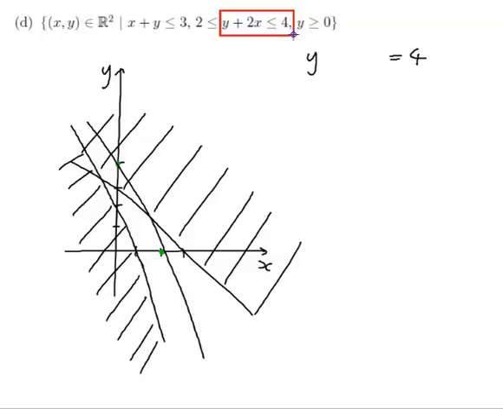Okay, so which side of that line do we need? It's supposed to be less than or equal to 4. Well, if we put the origin in, we'll get 0 plus 0 is less than or equal to 4, which is true. So the origin is part of the bit I want, so the bit I don't want must be the bit above the line, so I'll cross that out.